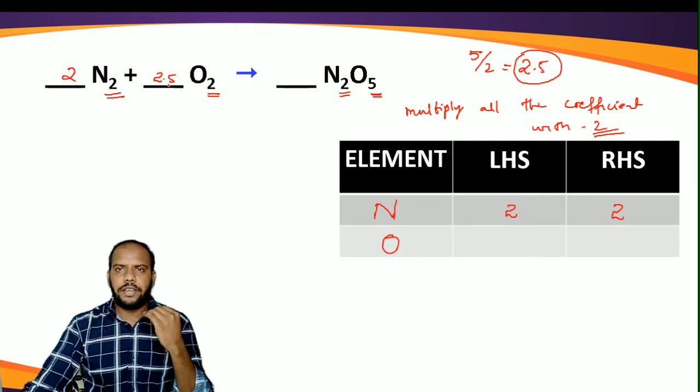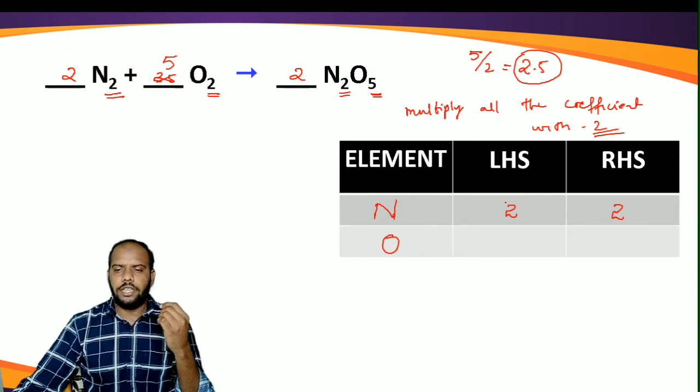2.5 into 2, how much? We know 5. Here how many coefficient? 1 coefficient. So 1 2s are 2. Now observe, how many nitrogen? 4 nitrogen. 2 2s are 4. So we changed here also 4 nitrogen, and right hand side also 4 nitrogen.